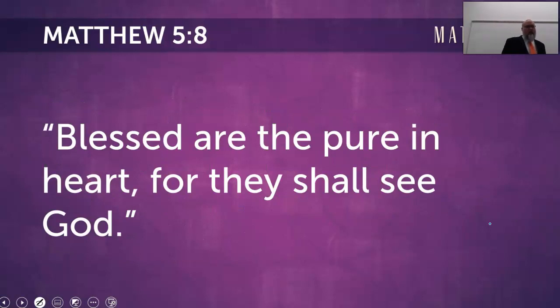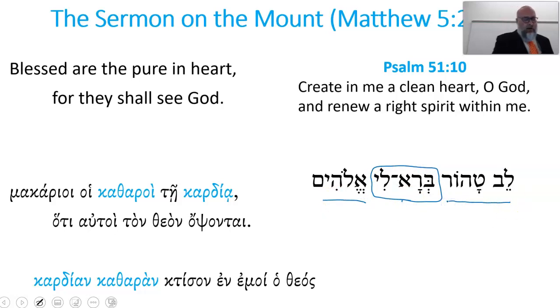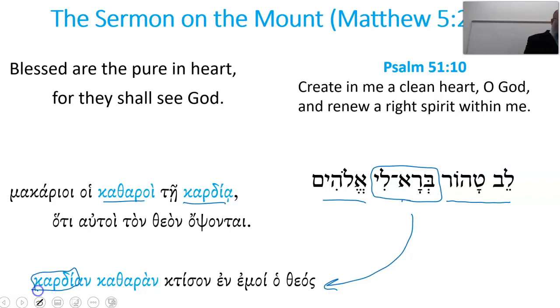Jesus said, blessed are the pure in heart. Well, how do you get a pure heart? Well, God creates it for me. Create for me, O Elohim, a lev tahor, a pure heart. Blessed are the pure in heart. And you can see in our translation in Greek that these are the exact same words.